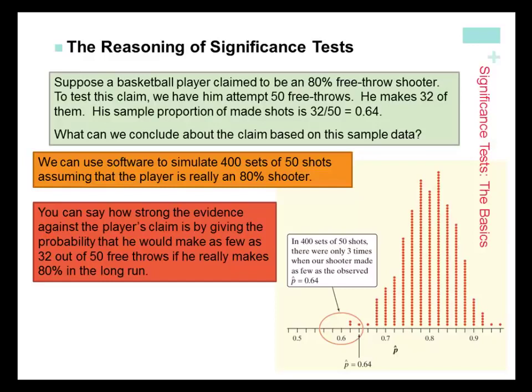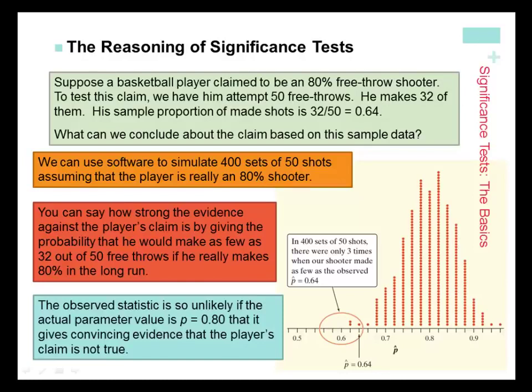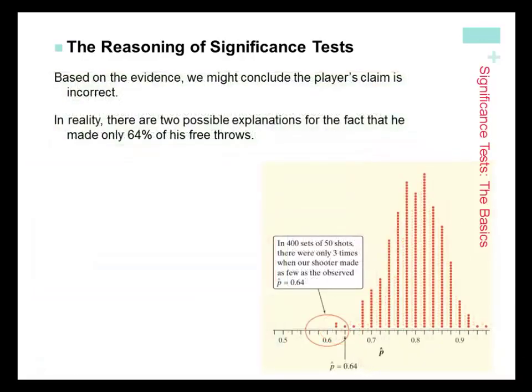So you can say how strong the evidence against the player's claim is given the probability that he would make as few as 32 out of 50 free throws if he really makes 80% in the long run. The observed statistic, p-hat, is so unlikely if the actual parameter is 0.80 that it gives convincing evidence that the player's claim about shooting 80% is actually not true. Based on the evidence, we might conclude the player's claim is incorrect.